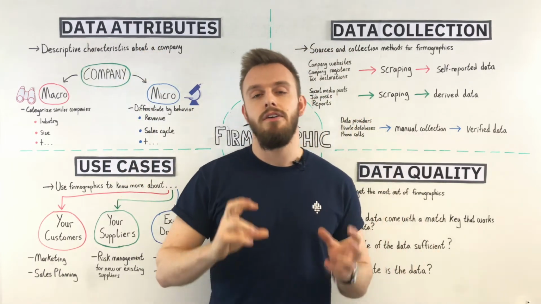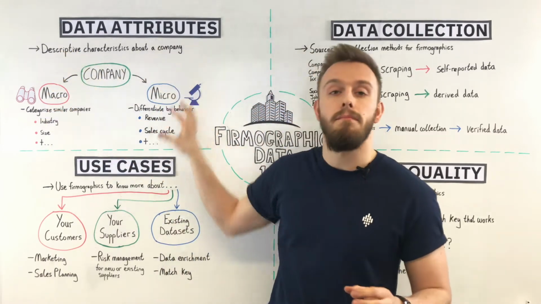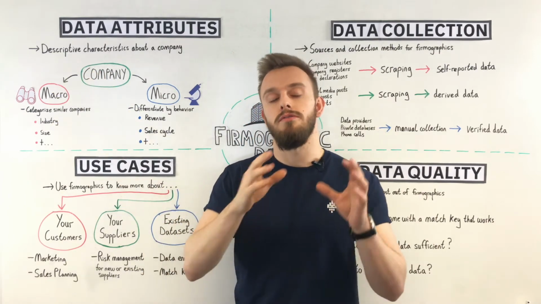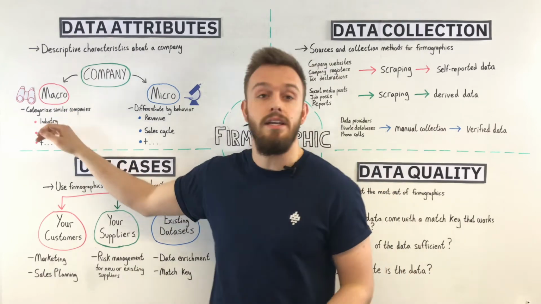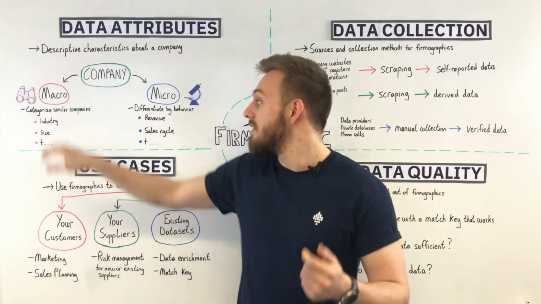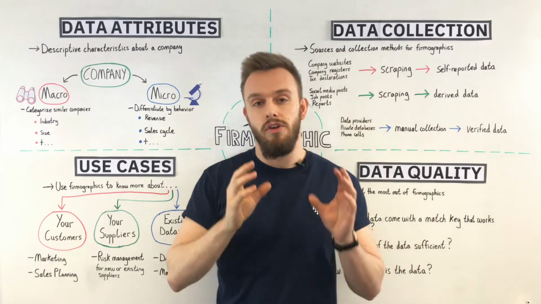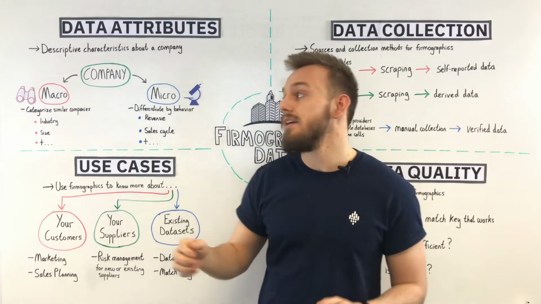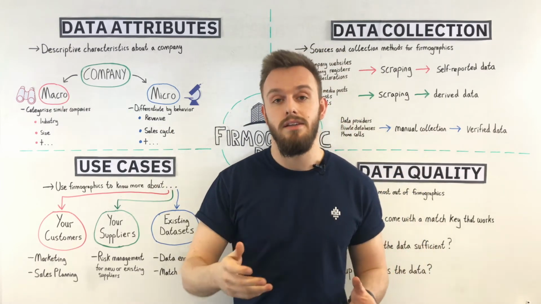Now, these different characteristics can be broken down into a macro scale and a micro scale. On the macro scale, this is what basically helps you to divide similar companies and categorize them. This could be by industry, it could be by size, there's a whole long list. On the micro scale, this is where you differentiate the companies that you've already categorized by the behaviors that they take. So the revenue that they get, or how long it takes for them to complete a sales cycle, as well as other ones.